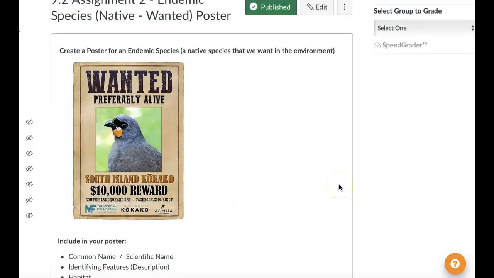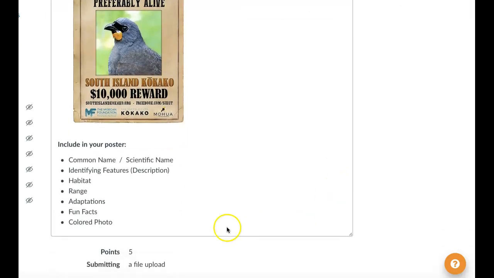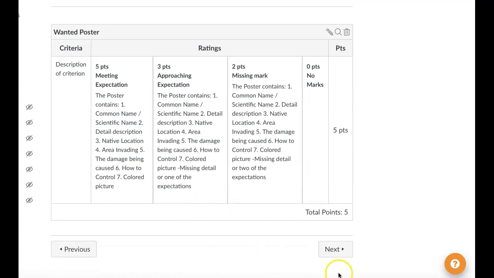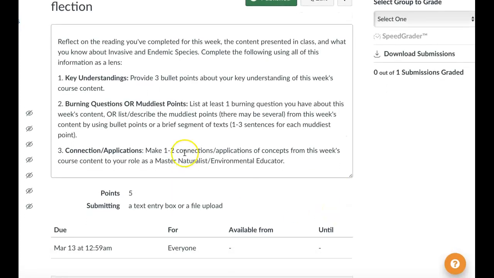Next is your wanted poster, and because these are endemic species, these are ones that we want in our environment. Again, these are all the things you should be including in the poster. Here's your rubric. Following that, you have your modular reflection, which follows a similar format to the other ones.